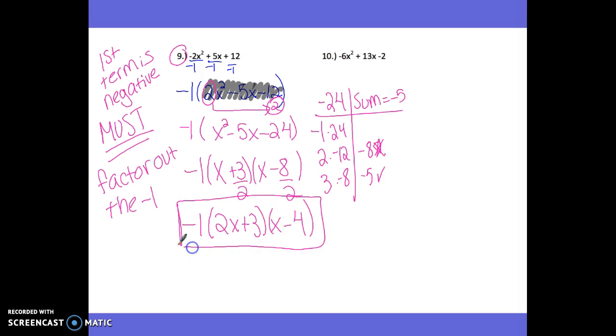And then your answer. Notice again that you factored out the negative 1, and the negative 1 carried the whole way down. You would absolutely have to factor out that negative 1. So that's your slide and divide. Remember, you slide it, you divide it, simplify your fractions, kick up the bottom. And remember, if your first term's negative, don't forget to factor out the negative.